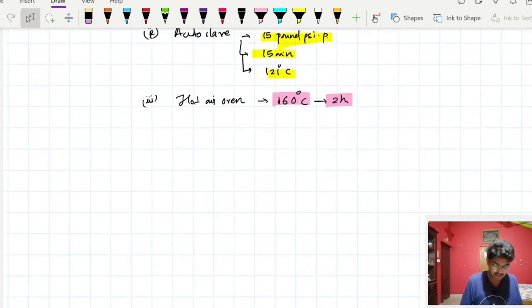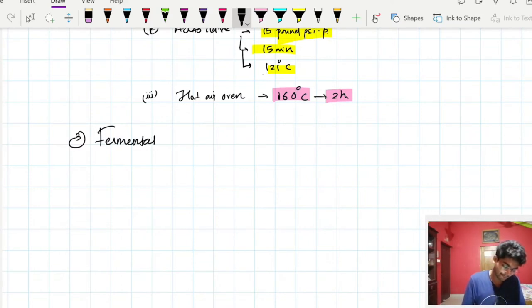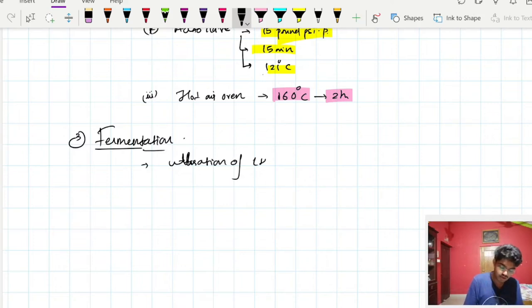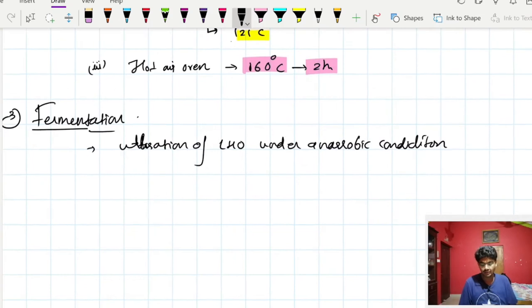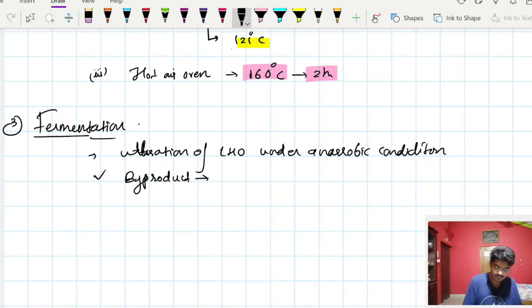The third innovation by Louis Pasteur is nothing other than what? Fermentation, which is very important in the classification and identification of bacteria. Fermentation means utilization of carbohydrate under anaerobic conditions. So there will be byproducts under fermentation. The byproducts can be acid or gas.